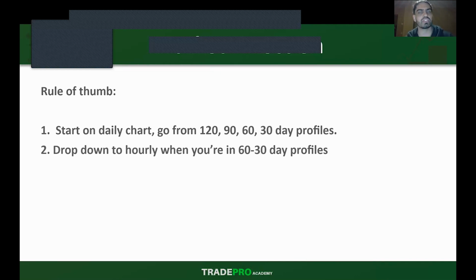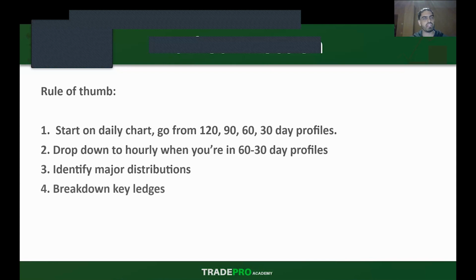Another thing I like to do is I'll drop down to an hourly chart when I'm on the 60 and 30-day profiles, so I can get a little more information from that, right? A little time frame shift. And then we identify our major distributions from this, and we start understanding market directionality a lot better. We can break down the key ledges as well.